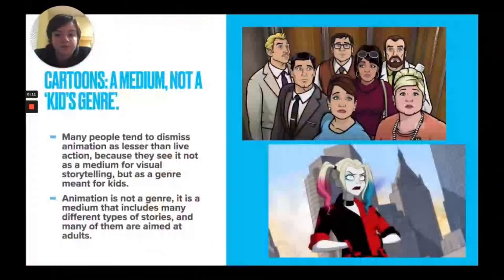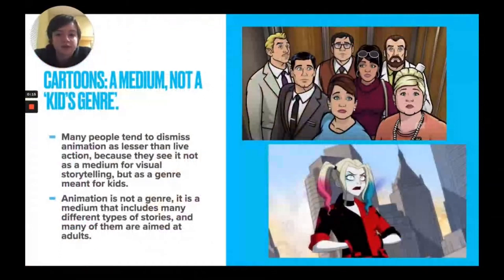Many people tend to dismiss animation as lesser than live action because they see it as a genre for kids. However, animation is not some monolith. You can't categorize all animation under the same umbrella. Animation is a medium that encompasses many different types of stories and genres under it. There are plenty of different genres that can be animated.